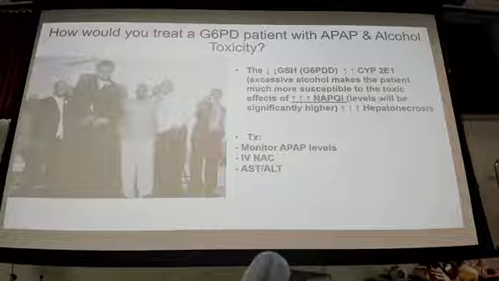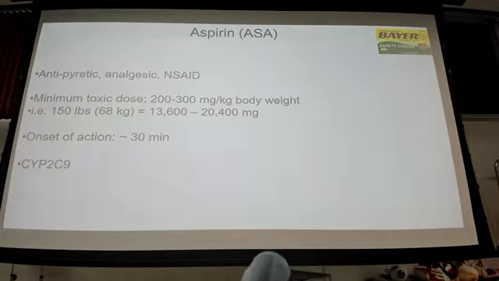All right, any more questions? All right, now on to aspirin. Aspirin is another commonly overused agent. Here are the minimum toxic doses based on weight. The enzyme that metabolizes aspirin is cytochrome P450 2C9.